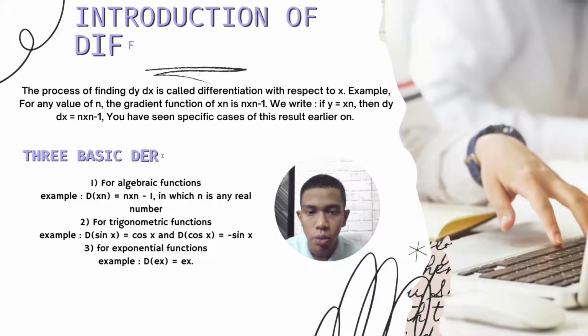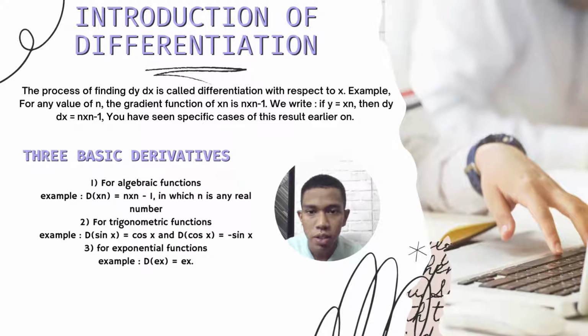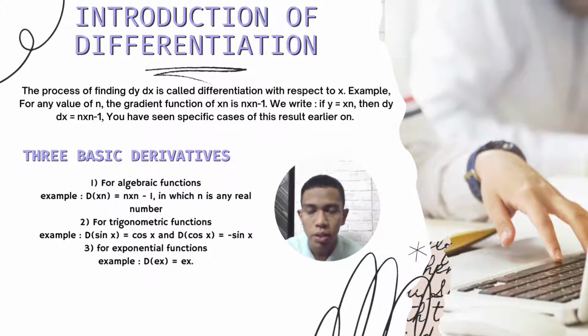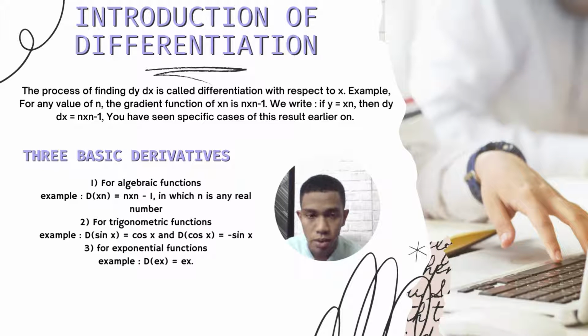First, I will talk about the introduction of differentiation. The process of finding dy/dx is called differentiation with respect to x. For example, for any value of n, the gradient function of x^n is nx^(n-1). We write: if y equals x^n, then dy/dx equals nx^(n-1). You have seen specific cases of this result earlier on.